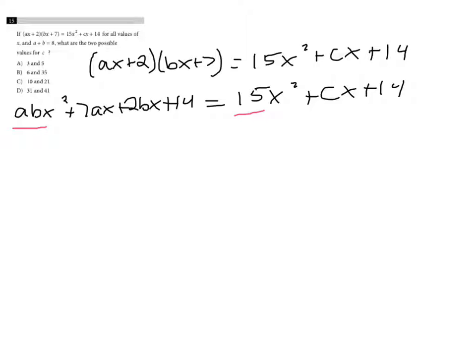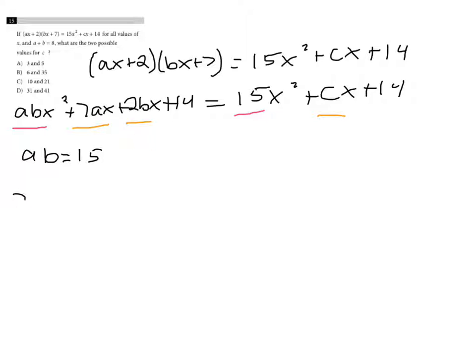And then, let me switch colors here. When you do 7ax plus 2bx, you better get C. So how does that actually look when I write it out? That means, let me switch colors here again. When I do A times B, I better get 15.